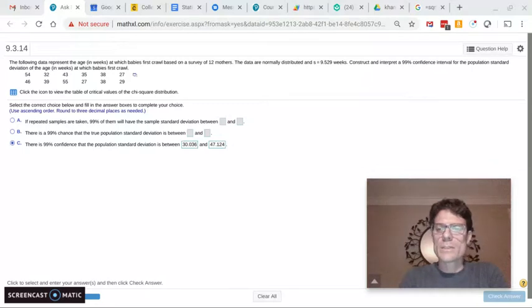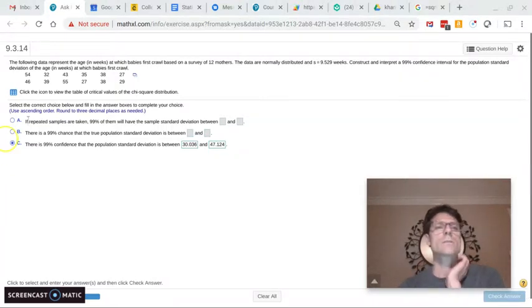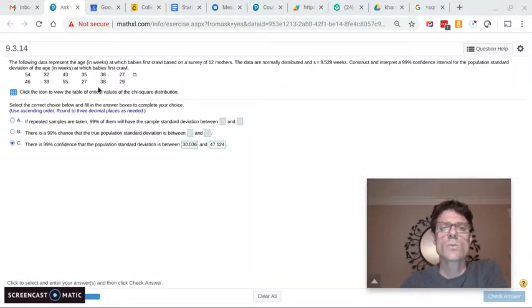Okay, somebody asked this question about number 4 on the chapter 9 quiz. We have this data representing the age in weeks at which babies first crawl, from a survey of 12 mothers. The data is normally distributed with an S of 9.529 weeks, and we are supposed to construct a 99% confidence interval.